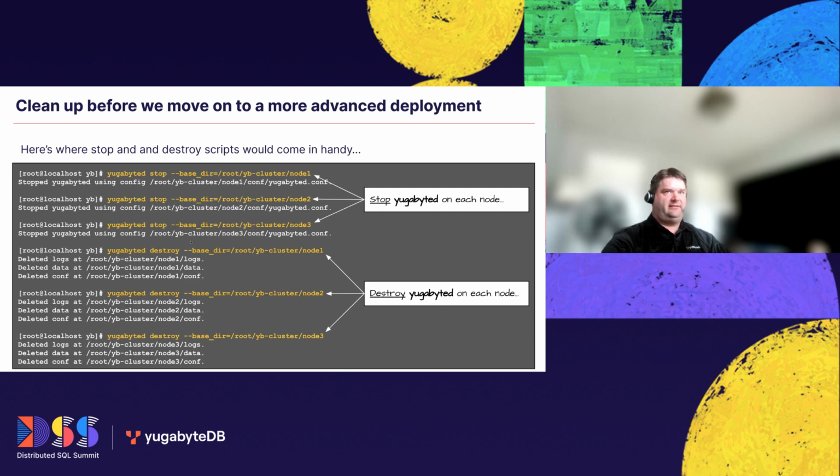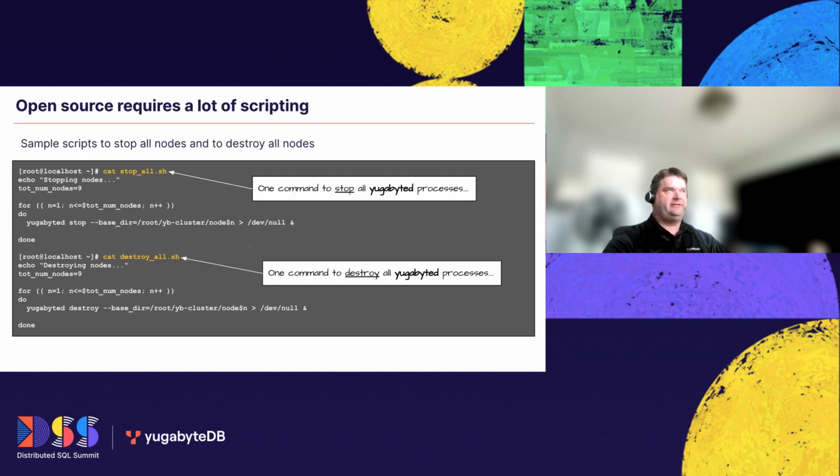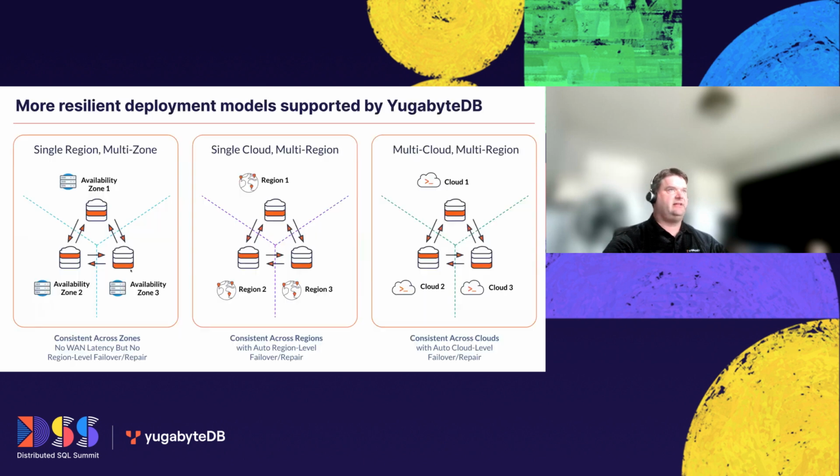So we had that 3-node cluster. I just want to show here, I have to run 3 individual stop commands and then 3 individual destroy commands to get rid of this. But there is a better way of doing this. And I mentioned that if you're using open source, you're going to have to do a lot of scripting. So I just have these real simple scripts here. I have a stop all shell script that simply goes out and stops all of the nodes for me. And then I have a destroy all. So this is the kind of stuff that you might have to do when you're using Yugabyte in open source.